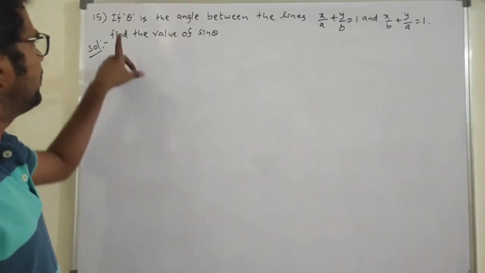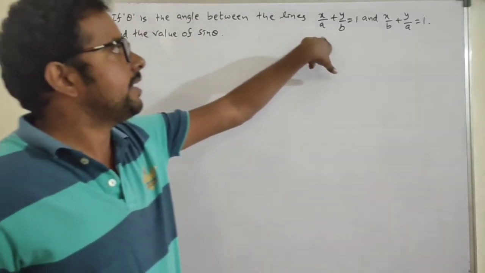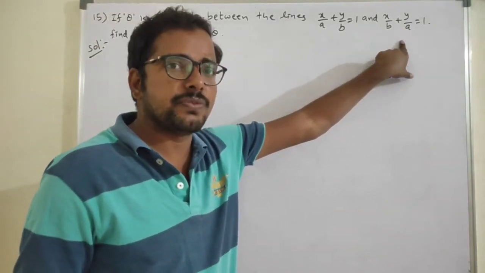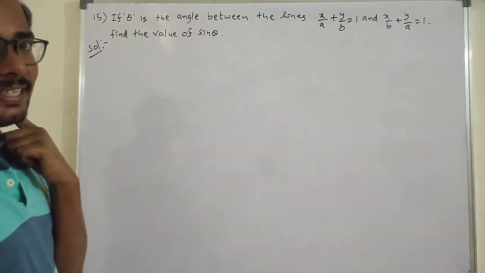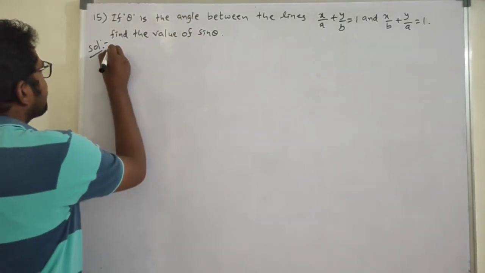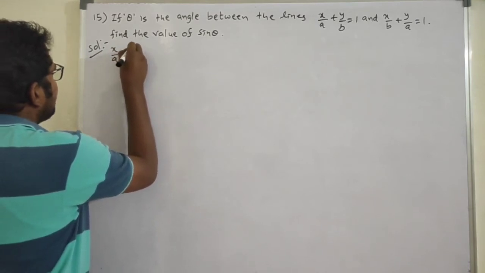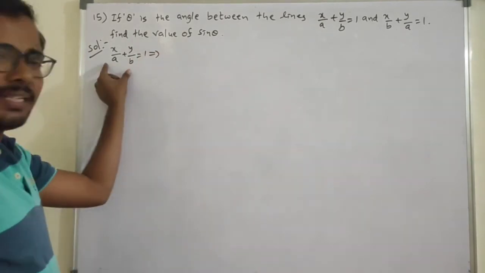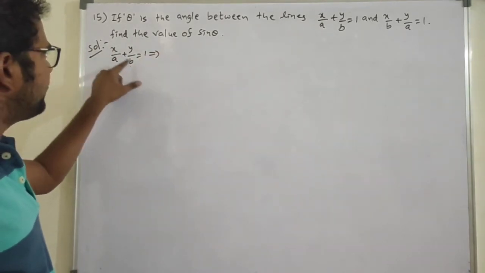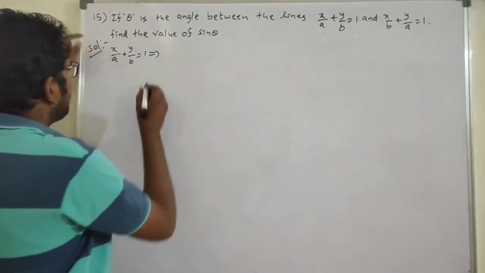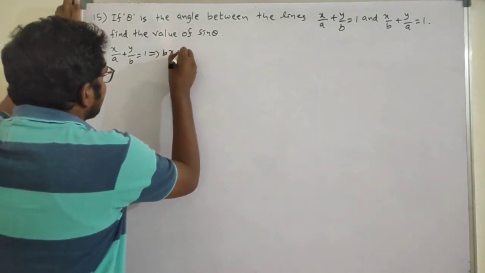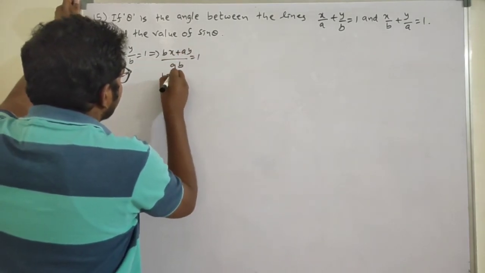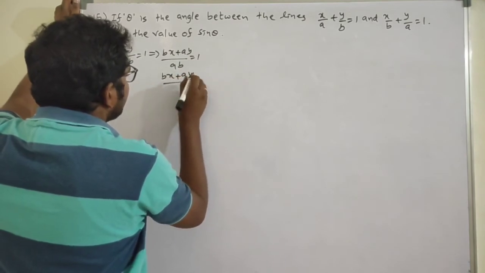Now the 15th question. If theta is the angle between the lines x by a plus y by b is equal to 1 and x by b plus y by a is equal to 1, find the value of sin theta. So what is the first equation given? x by a plus y by b is equal to 1. What is the LCM? ab is the LCM. Multiply x with b and y with a, so it becomes bx plus ay by ab is equal to 1. So we can write this as bx plus ay is equal to ab.